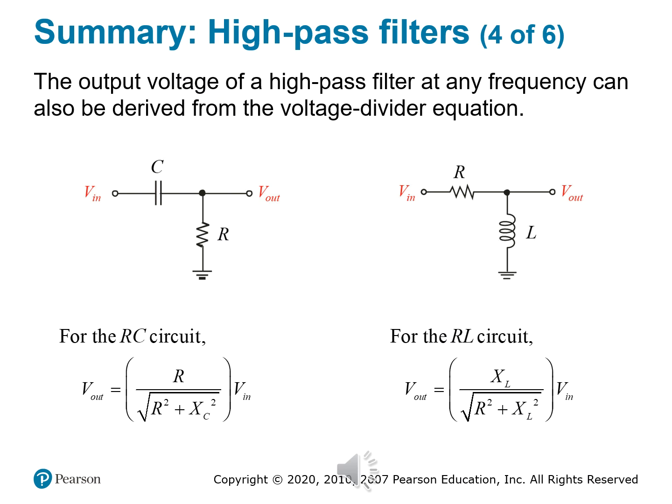Now let's look at the equivalent, or the cousin of this, the RL high pass filter equation. Here we see the equation as V out is equal to X sub L divided by the square root of R squared plus X sub L squared, again this ratio multiplied by the input voltage. Again, the X sub L here, the inductive reactance, is equal to 2 pi FL.